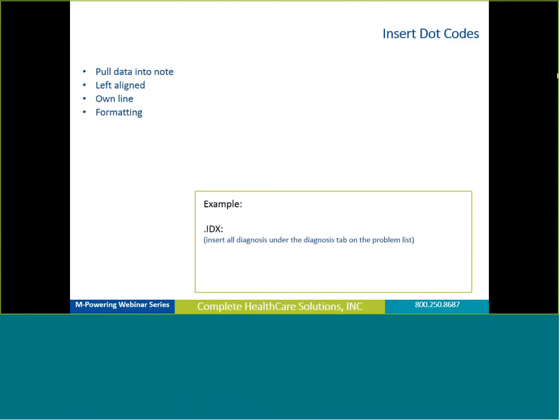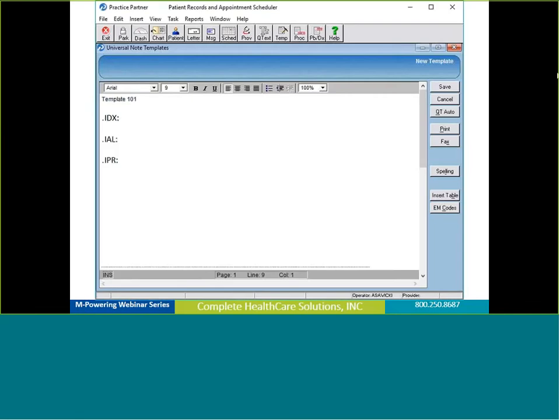This example here is going to show us that it will pull in all of the diagnosis codes that are listed under the diagnosis tab on the problem list, pull in all allergies from the allergy list, and pull in all procedures from the procedures tab. This is the format of what the code should look like when building them inside of a template. And again, you can find a list of all of the insert dot codes within the help menu of the software.